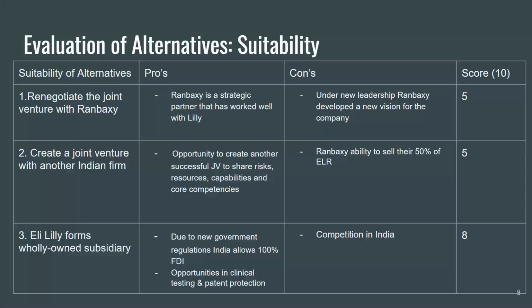Second, the opportunities that come with creating a new joint venture with another Indian firm include having a strategic partner to share risks, resources, and capabilities with. Lilly could form a joint venture that is similar to ELR in that the Indian firm provides help in manufacturing and distribution while helping with supplies.